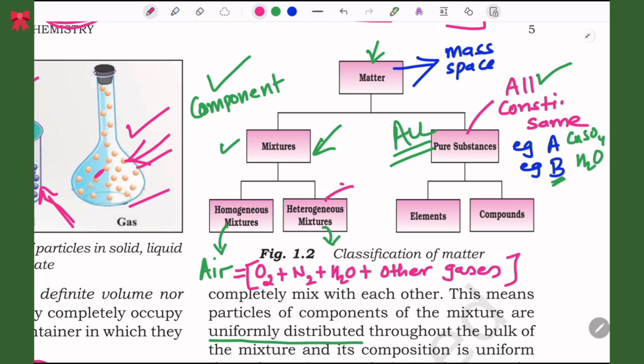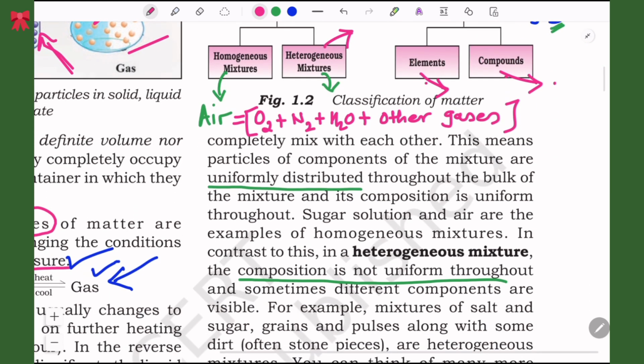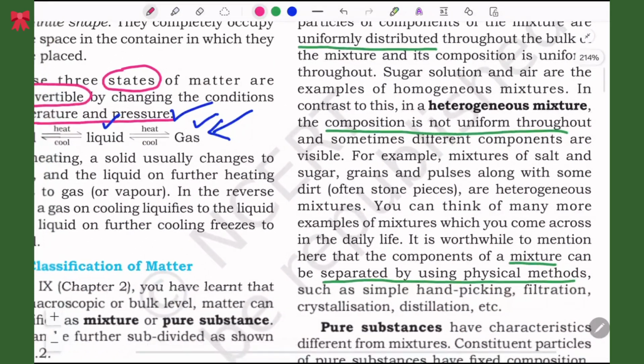Heterogeneous mixture, of course, it indicates that the composition is not uniform, and it can have different composition throughout. Then pure substances can also be divided into two types: elements and compounds. So elements again will be made up of only one type of atoms, whereas compounds will be made up of more than one type of atoms. Let's see some of the points from here. So just begin with this.